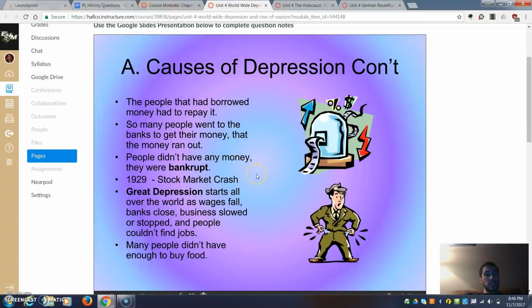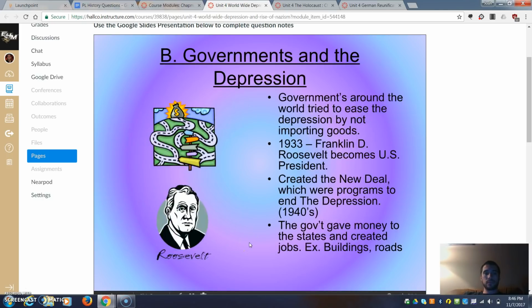In 1929, the stock market crashes. The Great Depression starts all over the world as wages fall. Banks close because they have no money. Businesses slowed or stopped, and people couldn't find jobs. If no one has any money, they can't pay people to have jobs. Many people didn't have enough money to buy food. So what are they going to do? What is the government, especially the United States, going to do?